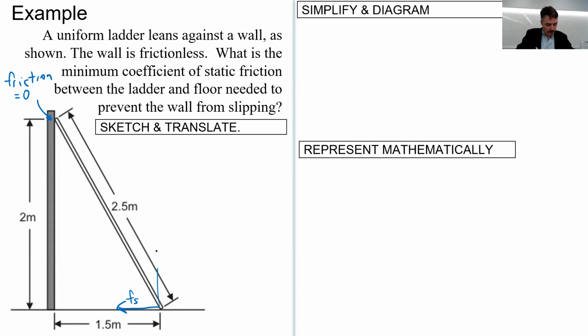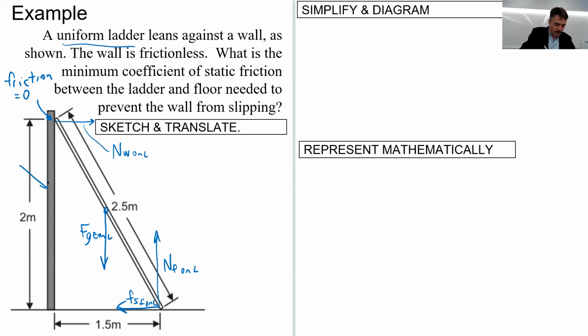We'll also have some sort of normal force, normal of the floor on the ladder, and the static friction of the floor on the ladder. We'll also have this force right here, the force of gravity of the Earth on the ladder, which, it's a uniform ladder, so that's going to act at the halfway point. And the wall doesn't have friction, but it can have a normal force. There's actually two normal forces in this problem. The normal force of the wall on the ladder and the normal force of the floor on the ladder.